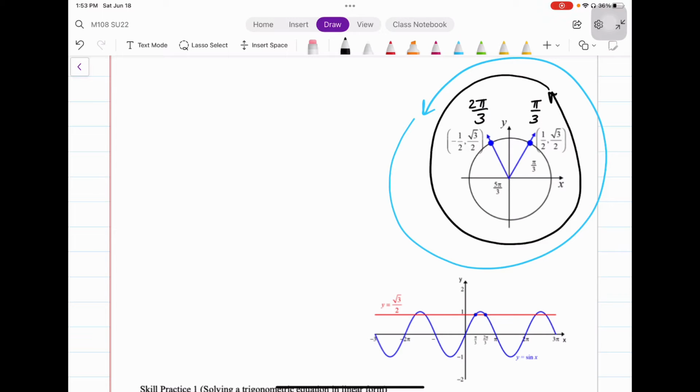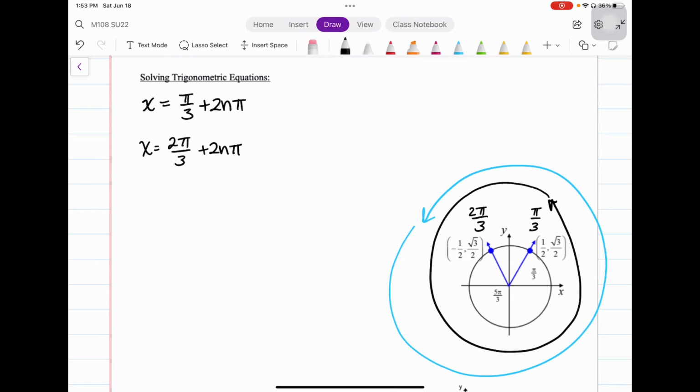Now remember that we're going to use n as an integer multiple. So here's how we would write our solutions. We would say that x equals pi over 3 plus 2n pi, and x equals 2 pi over 3 plus 2n pi. And this goes on to infinity, negative infinity. You can do any integer multiple of 2 pi, clockwise versus counterclockwise. You can get any of those values. And so these are solutions for the real number system.